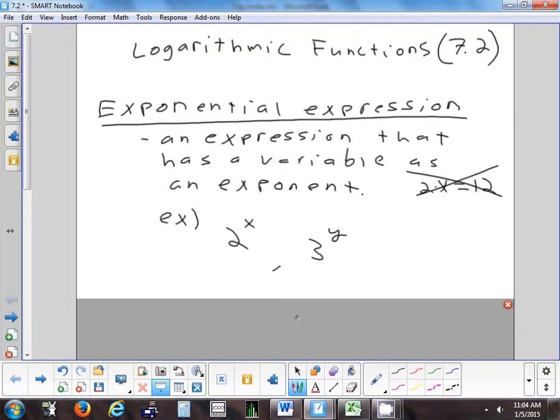What I had on the other page, we could actually say it's an exponential equation. Something becomes an equation once you put an equal sign in it. These are just expressions. There's nothing to solve here. There's no equal sign.